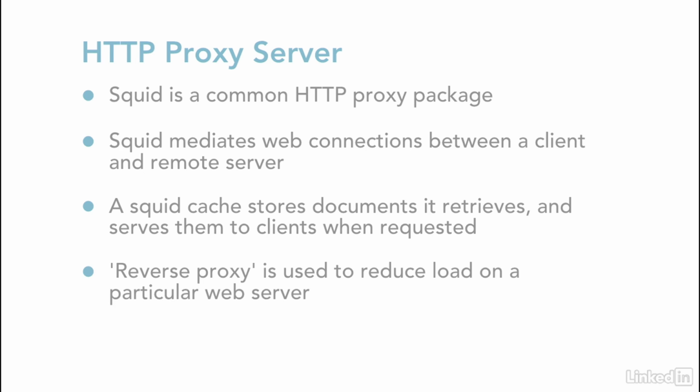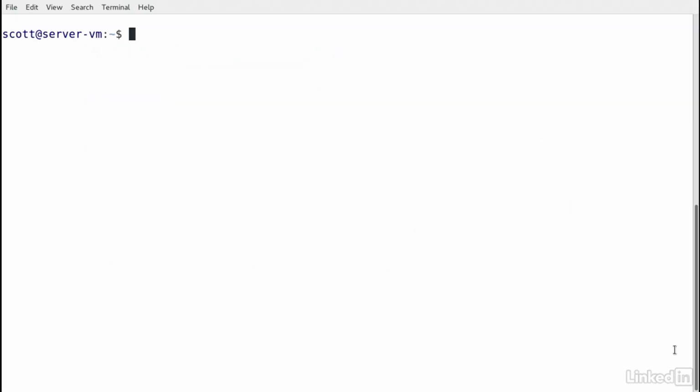While Squid proxies are generally used for outbound traffic from a network of many clients, they can also be used to relieve the load on web servers by caching content from that server to serve up to many clients. That's called a reverse proxy. Let's take a look at installing and configuring a Squid proxy for a local network.